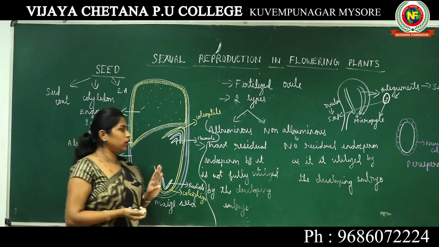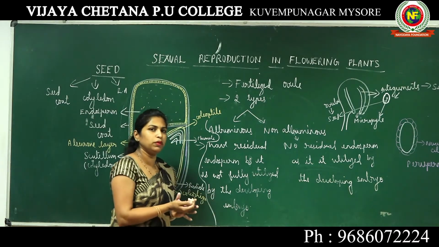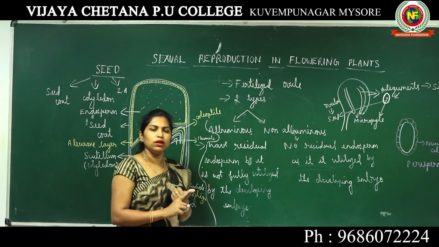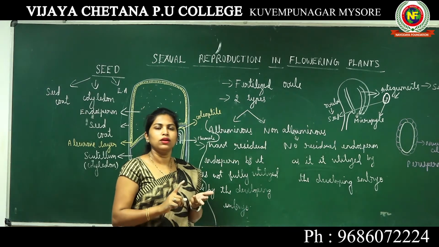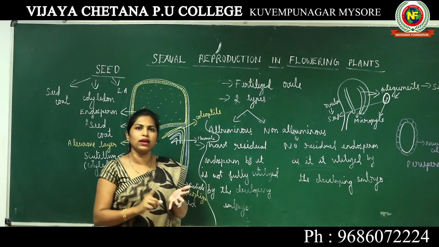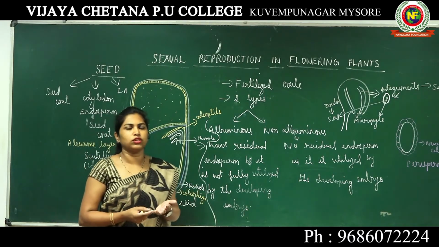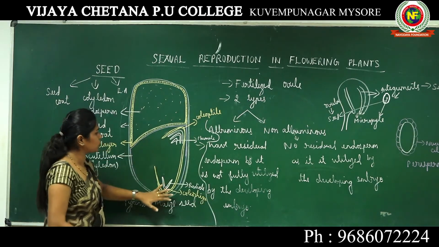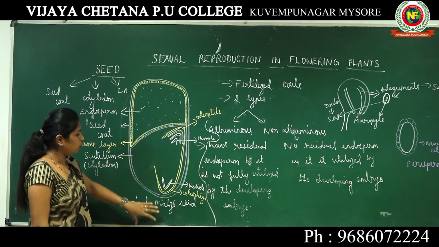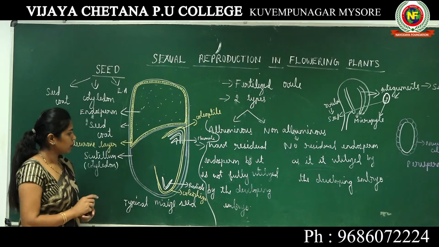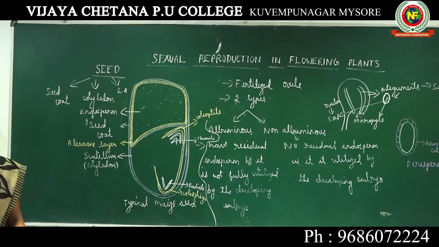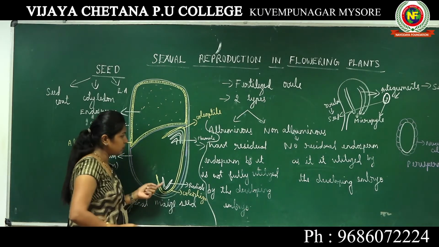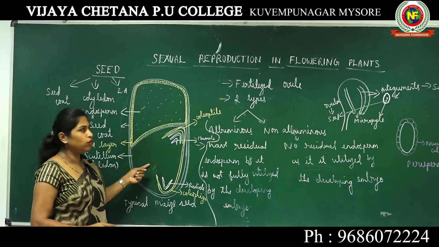So six terms that should always be remembered while drawing the structure of an embryo are plumule, radicle, coleoptile, coleorhiza, epicotyl and hypocotyl. Whenever we draw the structure of an embryo, these are the terms to be remembered. So this is the structure of a typical monocot seed.